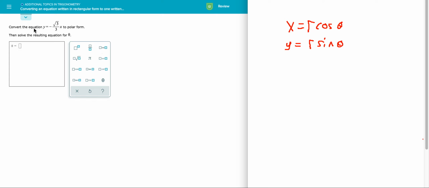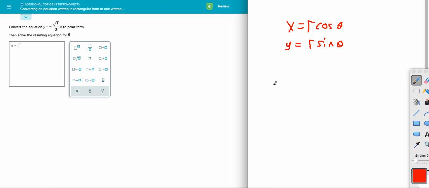If you have to convert an equation from rectangular to polar form, you can use these two things to help you convert: x equals r cosine theta, y equals r sine theta. So it's straightforward substitution here. If you have y equals negative square root of 3 over 3 x, plug in r sine theta for y, and that should equal negative square root of 3 over 3, and then we've got r cosine theta for x.